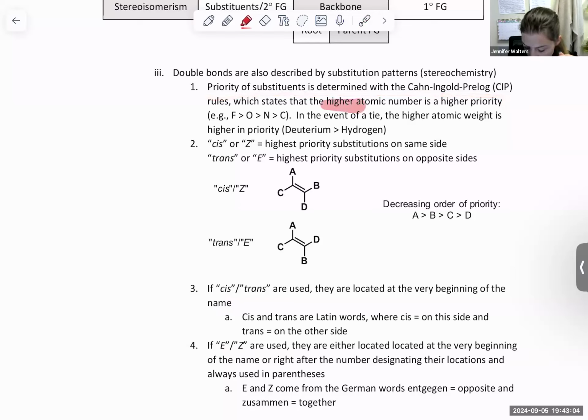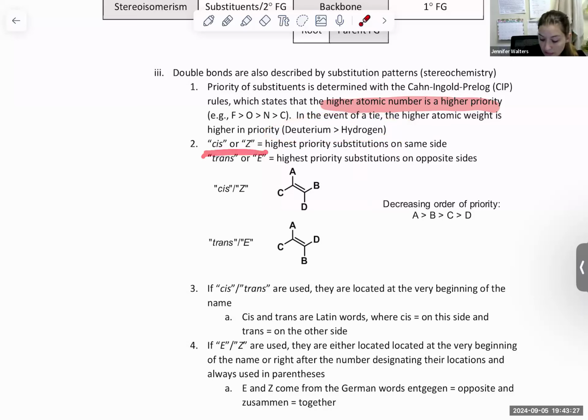The priority of the substituents is based on Cahn-Ingold-Prelog rules, CIP rules, and it is based on the higher atomic number being the higher priority. So that is the ranking. In the event of a tie, then you use the higher atomic weight, meaning that isotopes will have a higher priority. So heavier isotopes will have a higher priority. The main one to watch out for is deuterium will be higher in priority than hydrogen. It's kind of the main one.